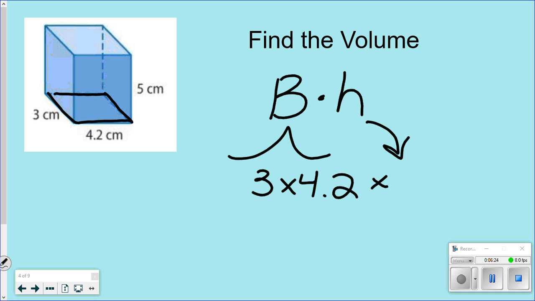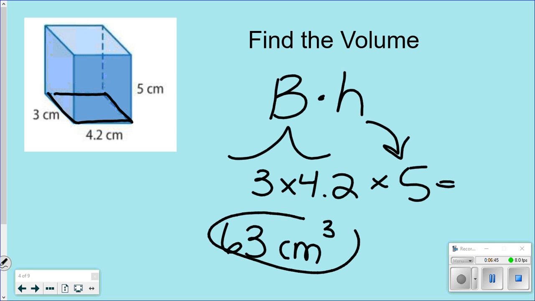It's the height of that whole thing. How tall is it? Yep, 5. Multiply them all together. That's your answer. Rectangular prisms are the absolute easiest ones to do. 3 times 4.2 times 5 is 63 centimeters cubed.